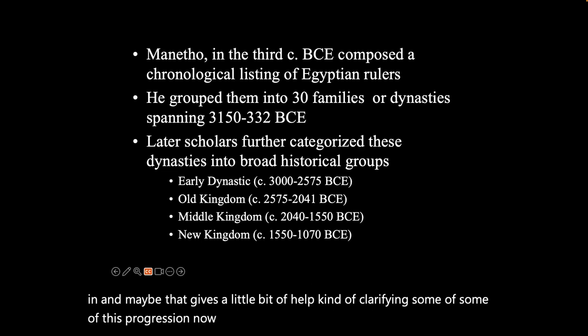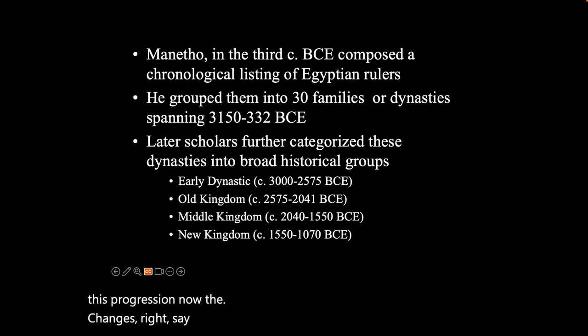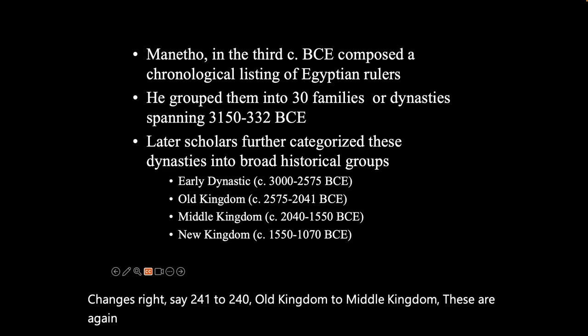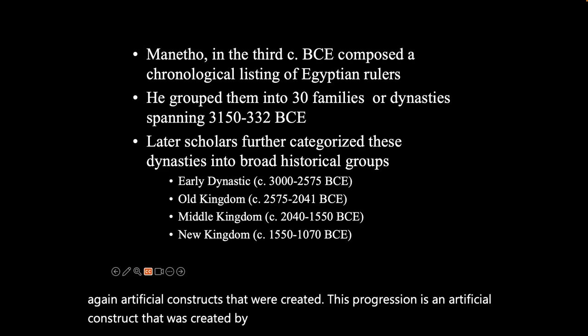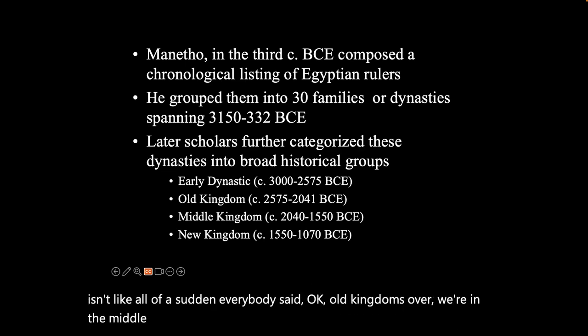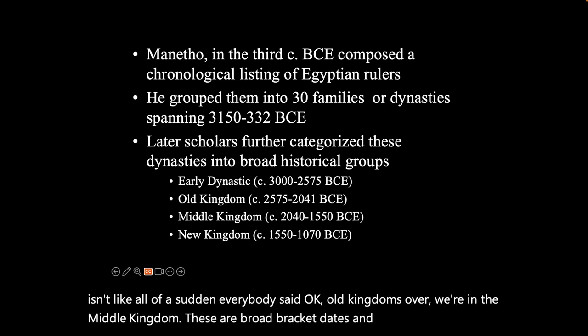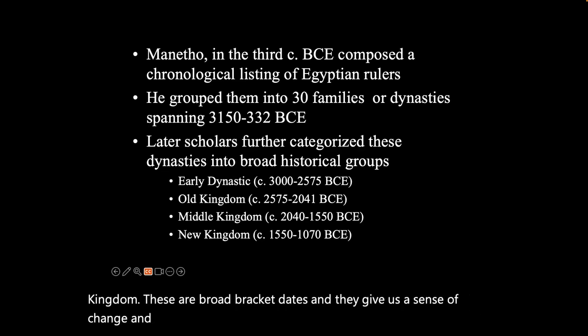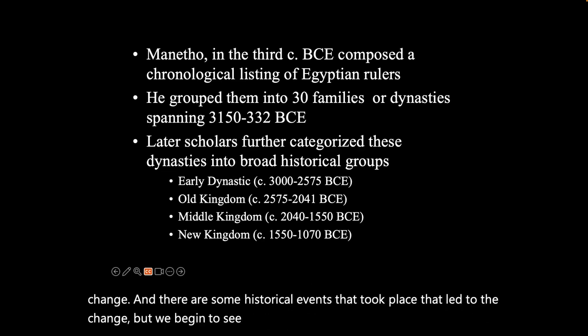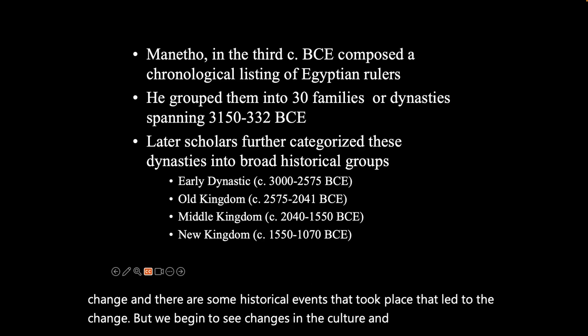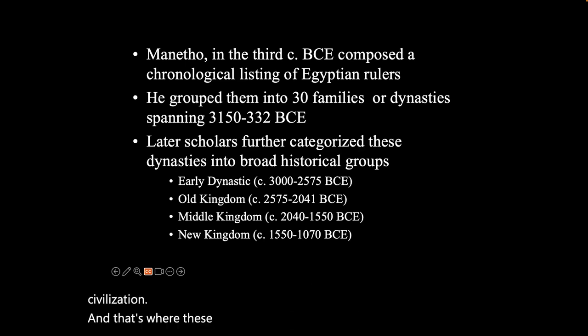Now, the changes, say 2041 to 2040, Old Kingdom to Middle Kingdom, are, again, artificial constructs that were created by scholars. And that demarcation, it isn't like all of a sudden everybody said, okay, Old Kingdom's over, we're into Middle Kingdom. These are broad bracket dates, and they give us a sense of change. There are some historical events that took place that led to the change, but we begin to see changes in the culture and civilization. And that's where this periodization comes from.